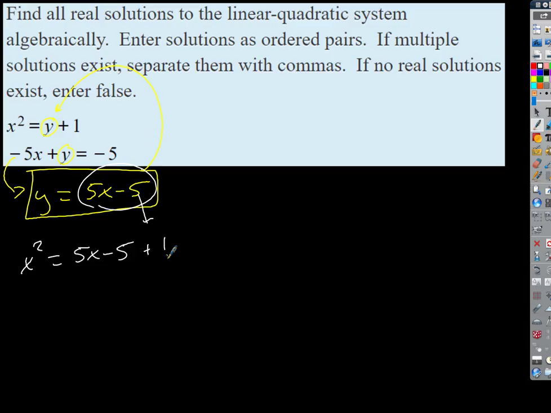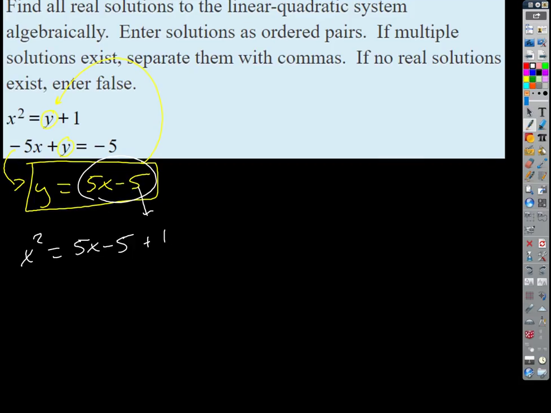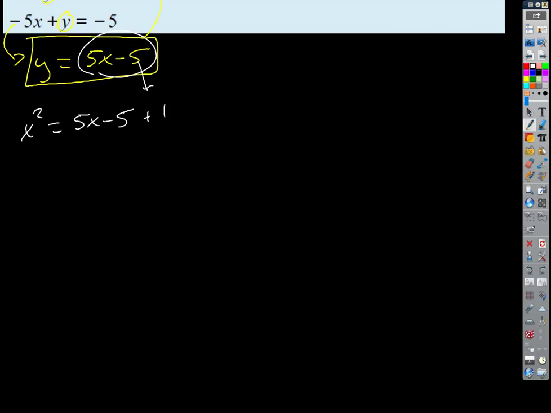Combine like terms, good. So we could make the minus 5 plus 1 a minus 4, right? Now what? Set it equal to 0, good. Which side do we want to push everything to? To the left. How come the left? Because we want a positive number of x squared. So we subtract 5x, we add 4, and then we just got a quadratic equation, right?